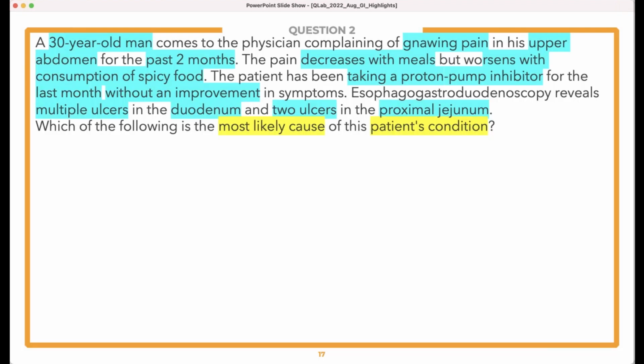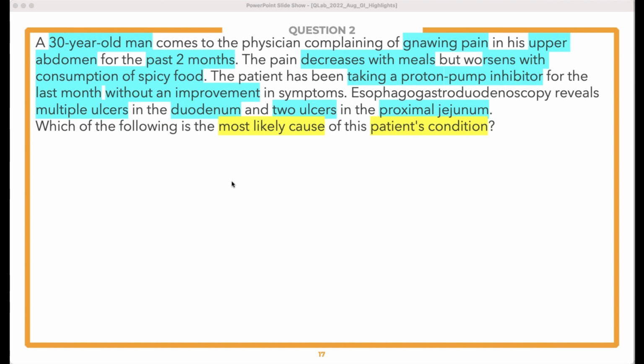Thank you, Jeff. So let's take a look at this question now. Okay, so now we've got a 30-year-old man. Those are our demographics. And they tell us he's coming in because of gnawing pain in his upper abdomen. That's what we call the presenting signs and symptoms. It's important to make note of that because that's what brought him in to be seen. You don't want to forget that. A lot of times we forget that because it's the very first thing in the very first sentence, and we're given a lot more clues. So you don't want to lose track of that.